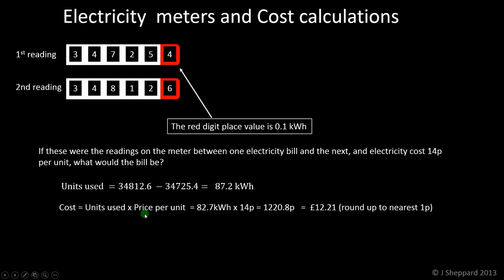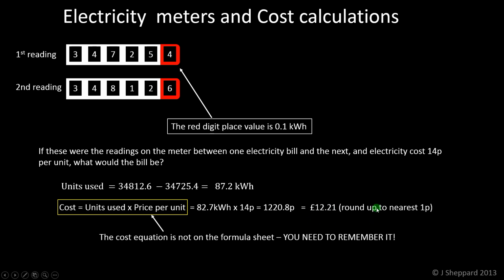And then all we do is we multiply it up. Now this equation, this cost equals units used times price per unit equation, is not on the formula sheet. You're kind of expected to either remember or work it out, or they think it's so obvious that you don't need to. So you just take the amount that you've used, multiply it by the cost per unit, and you'll get the total cost. And you might be asked for it in pence or pounds. Probably best to round to the nearest 1p. But yeah, don't forget this cost equation is not on the formula sheet. You will need to remember it. Okay, so now time for you to have a go.